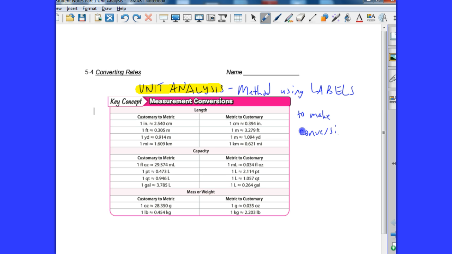Okay, so what we have here is a conversion table where we have different conversions of length, like inches to centimeters, feet to meters, yards to meters. We have capacity, which is like a measure of space, and mass and weight is down here on the bottom. Please understand that this is about how we go through to get the answers here. Keep that context in mind. It's really important for us.